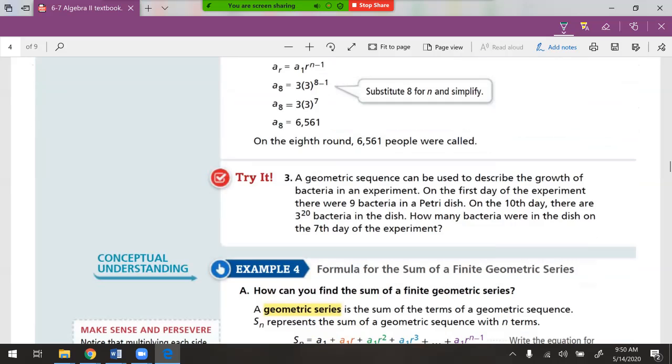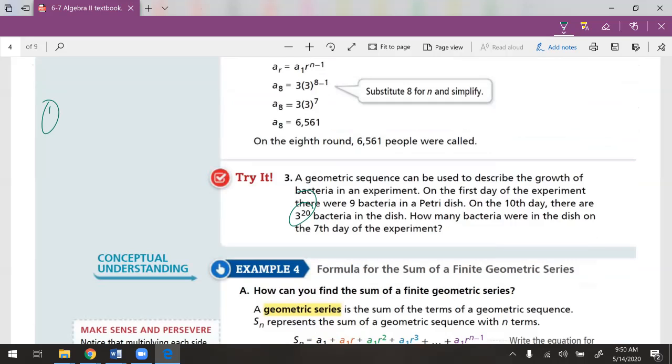So let's look at this here, okay? A geometric sequence can be used to describe the growth of bacteria in an experiment. On the first day, and this is actually really important, because notice that 3 to the 20th, we're gonna need that. On the first day of the experiment, there were 9 bacteria in a petri dish, but on the 10th day, there were 3 to the 20th bacteria. So that's what we're gonna set the equation equal to. Once we do, then we can find how much there are on the 7th day. So let's find the equation first.